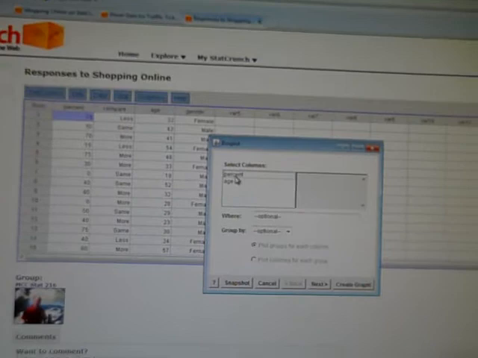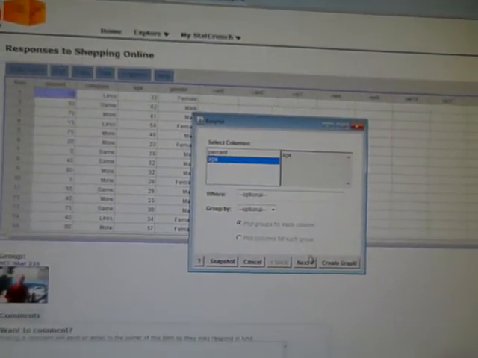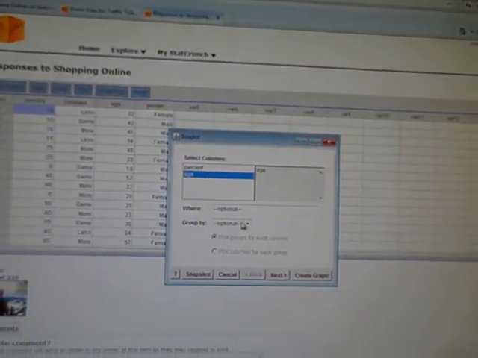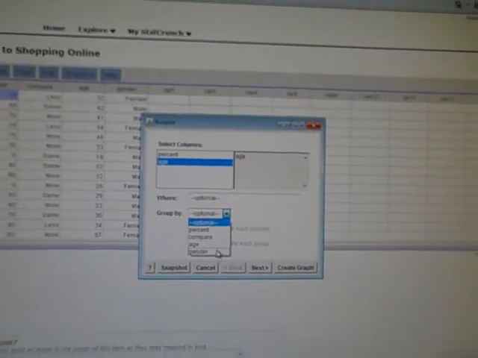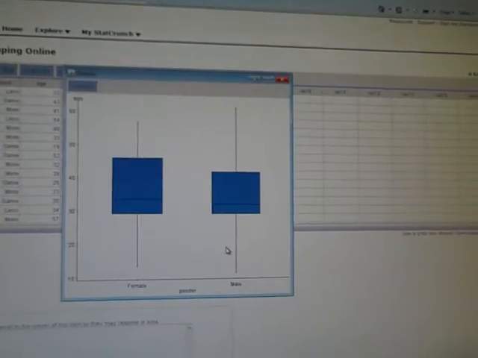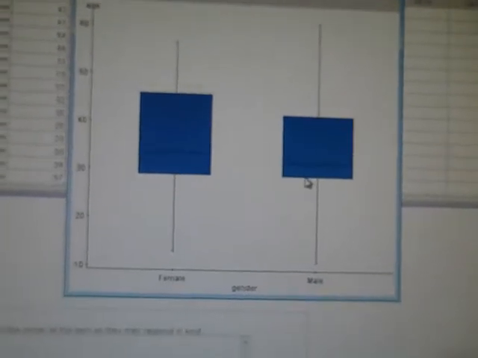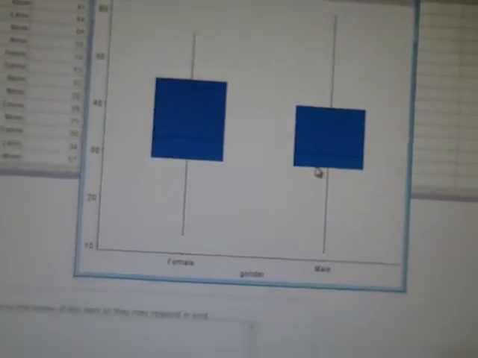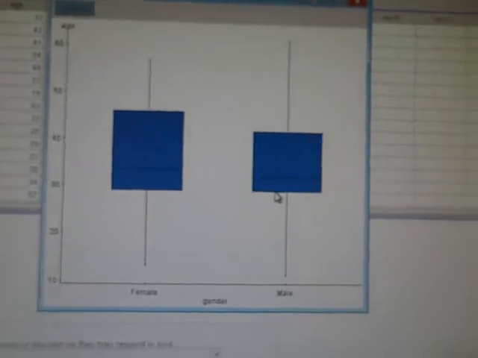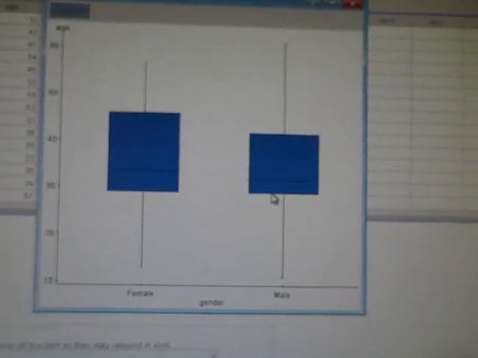Okay, and what we want to look at is the ages. We have this option of group by down here, and I want to group them by gender. And so this compares the ages of the women to the ages of the men through a graphic called the parallel box plot. And I think everything else is fine for me to just show you what a parallel box plot looks like. Okay, so basically you've got one y-axis with the values on it. And these are both box plots set against that same one axis.